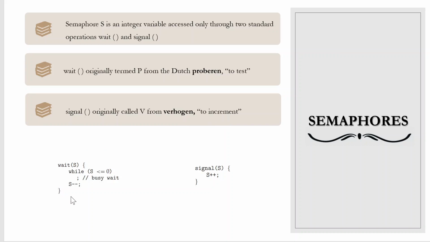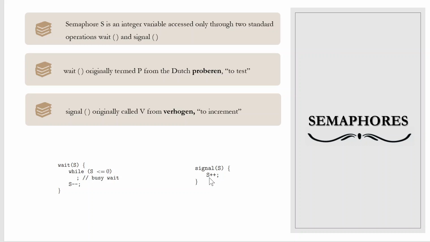The definition of wait is given here. So whenever the value of S is less than or equal to 0, this loop goes into a busy wait. In other cases, the value of S will be decremented by 1, and in case of signal, the value of S will be incremented by 1.